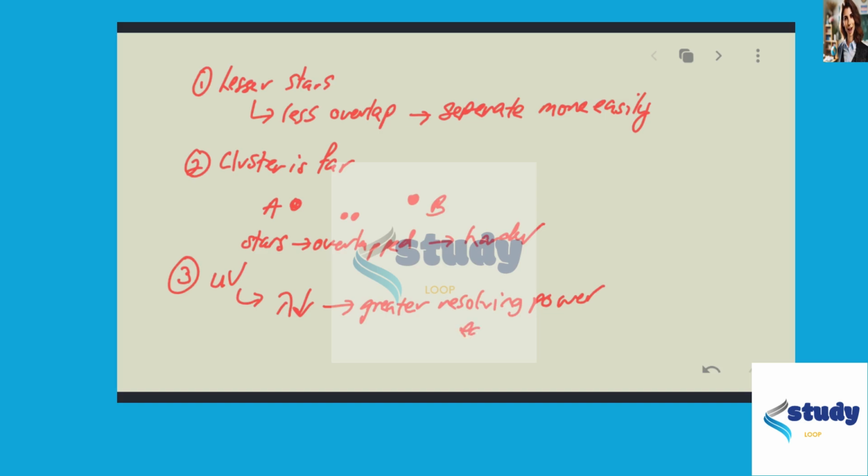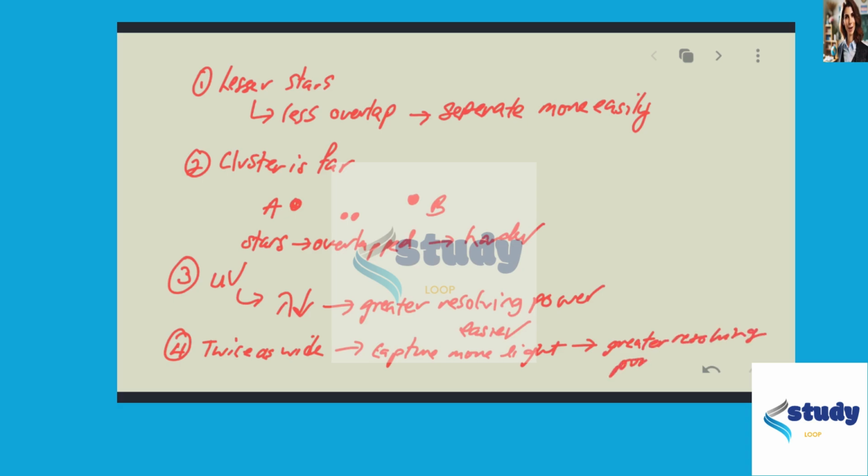And lastly, so this will be easier, and the last condition is where the telescope or lens is twice as wide. So this one is simple. When it is twice as wide, it means that our aperture is bigger, we can capture more light, and with more light being captured, we get greater resolving power, and hence it makes it easier to separate these stars.